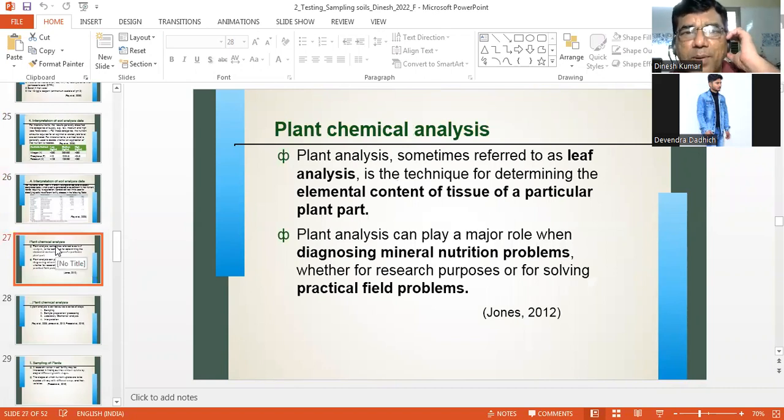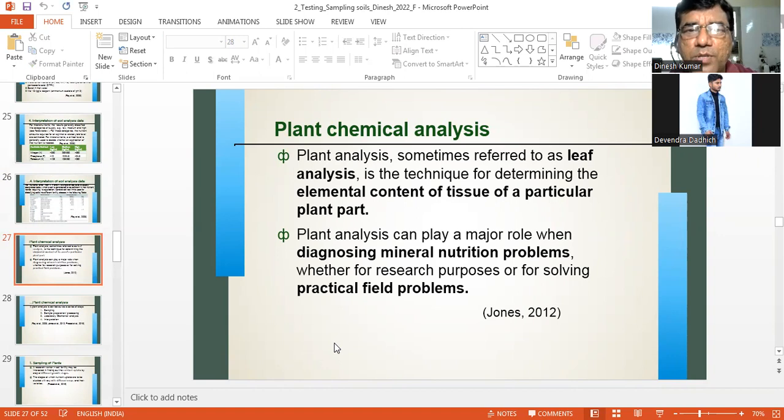Now we go to the plant chemical analysis. After soil analysis, now we go to plant chemical analysis. If you remember, in soil analysis there were different steps, but the major and topmost step was collection of a representative sample. And the second thing is that the sample should not be contaminated during its sampling or during its transport or even during analysis. Then your results will not be truly representative of the soil sample.